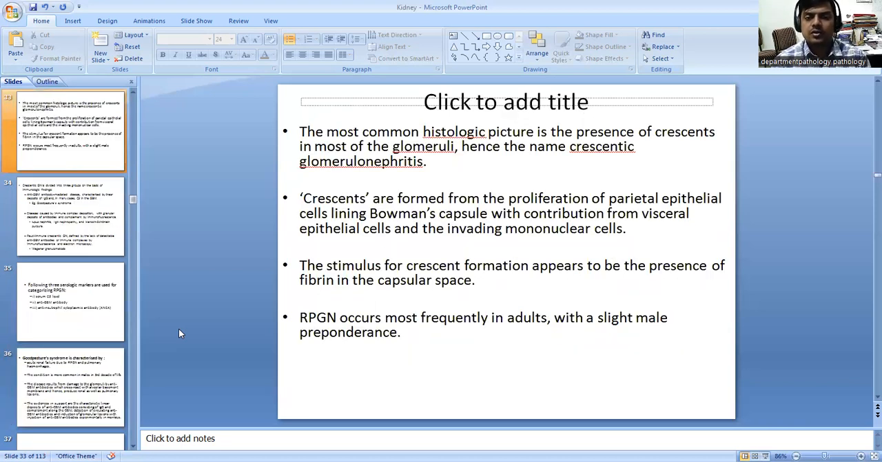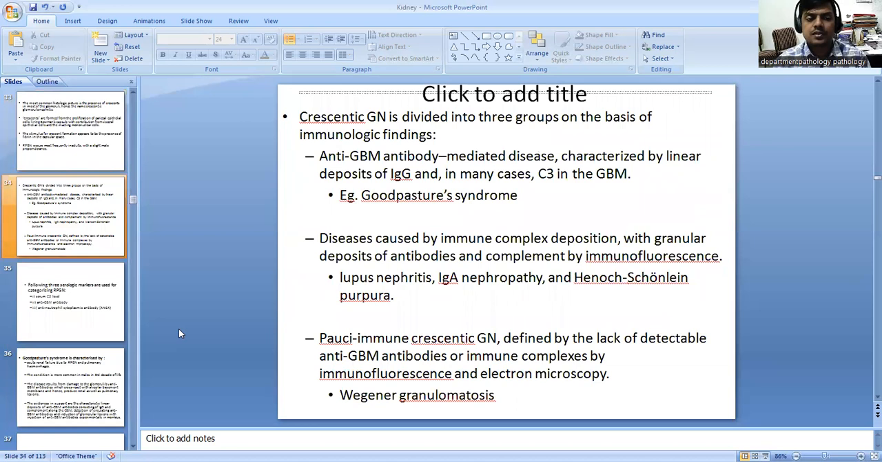The most common histologic picture is the presence of crescents in most of the glomeruli, hence the name crescentic glomerulonephritis. Crescents are formed from the proliferation of parietal epithelial cells lining Bowman's capsule with contribution from visceral epithelial cells and the invading mononuclear cells. The stimulus for crescent formation appears to be the presence of fibrin in the capsular space. RPGN occurs most frequently in adults with slight male predominance.